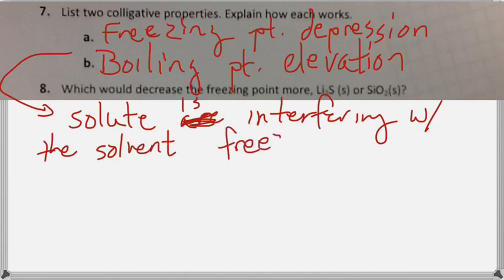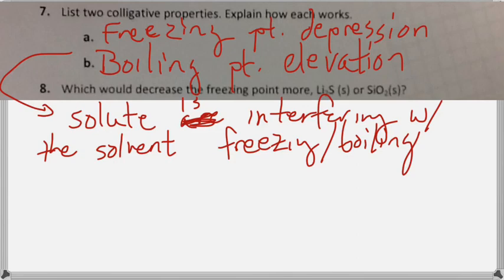freezing or boiling. In other words, it gets in the way, so that as the solvent is trying to evaporate or spread out and become a gas, the solute is getting in the way. In the case of freezing, the solvent has to get close together to form a solid, and the solute is getting in the way. So it makes it harder to freeze or harder to boil. Therefore, you have to get it colder to get it to freeze, or you have to get it hotter to get it to boil. So it's really an interference of the solute preventing the solvent from freezing or boiling.